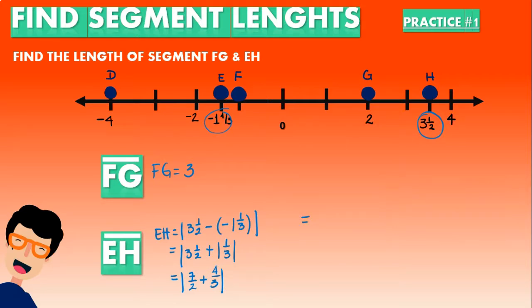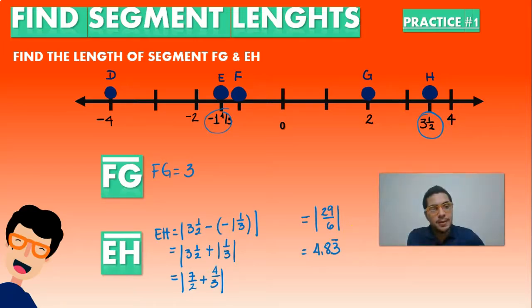And then we're going to add 7 halves plus 4 thirds, and that is actually going to be the absolute value of 29 divided by 6. And if you want to express that as a decimal, that's going to be 4.83, repeating. So that is going to be the length of segment EH. Again, you're going to have a positive value because the lengths are always going to be positive. Remember that. Never put a negative length because that is going to be incorrect.